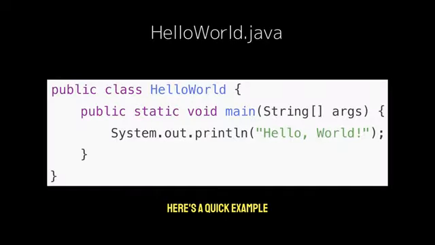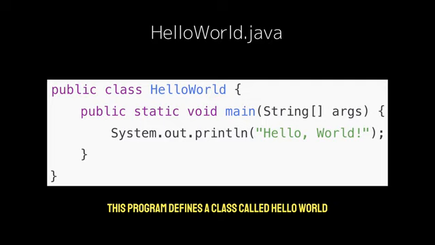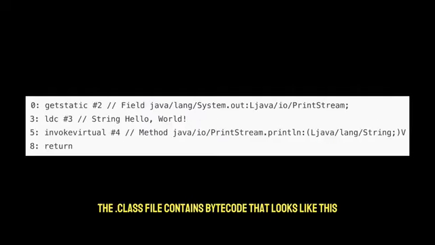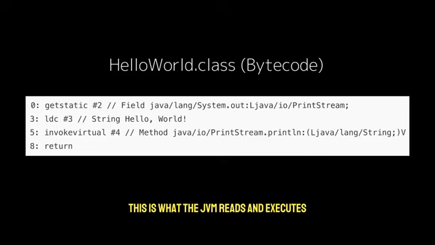Here's a quick example. Let's say we write this simple Java program. This program defines a class called Hello World with a main method, which is the entry point for any Java app. And inside the main method, it calls System.out.println, a built-in function that prints the string Hello World to the console. When compiled, the .class file contains bytecode that looks like this. This is what the JVM reads and executes.